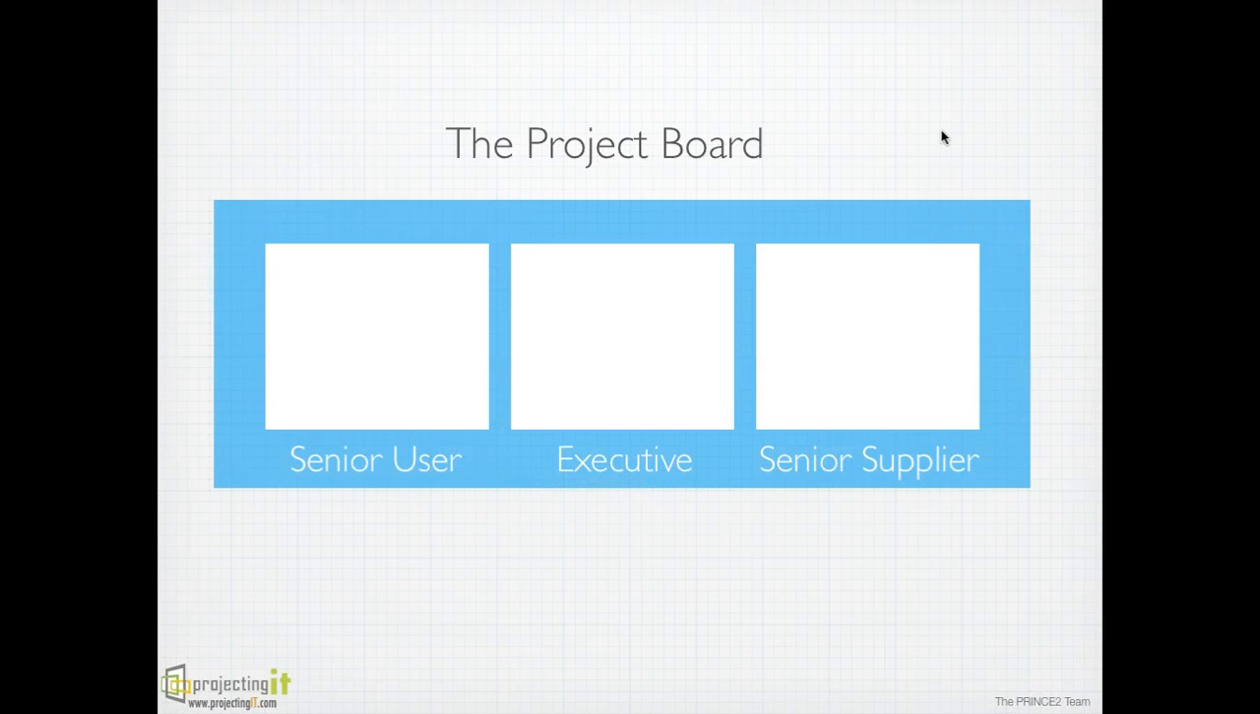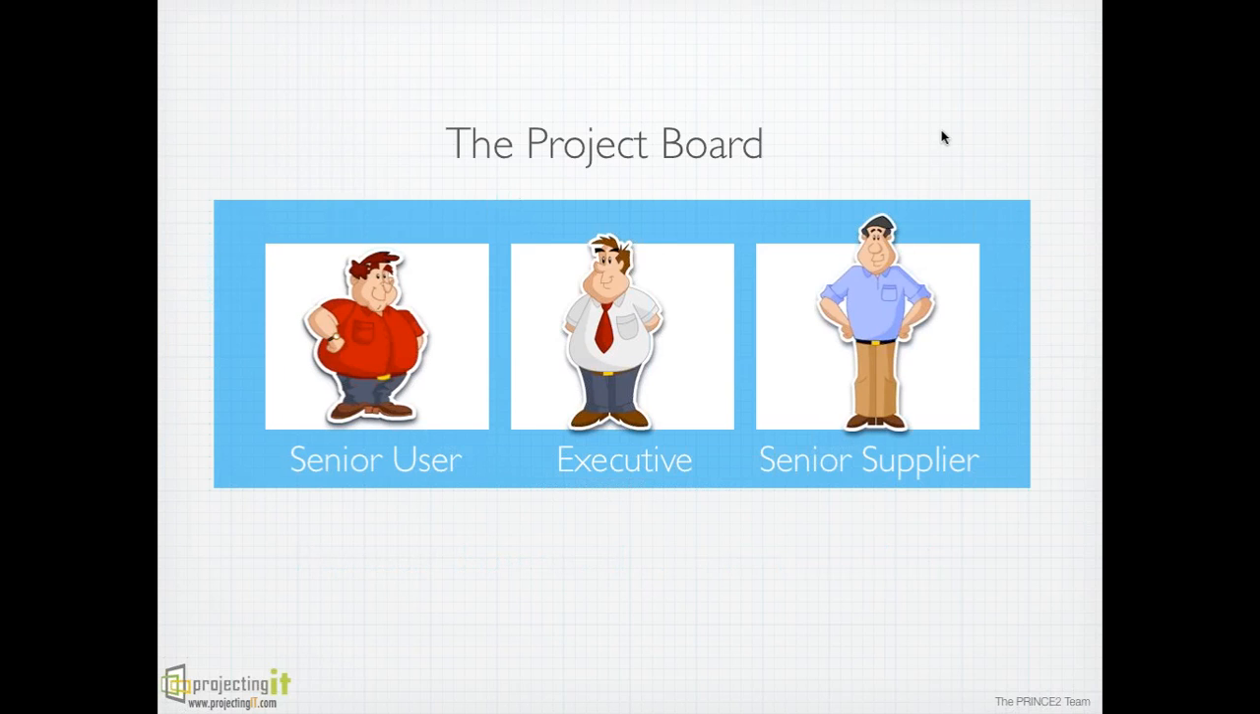And the job of executive is to ensure that project is funded. Executive pays for the project and ensures that the project remains value for money. We need to fill these three roles. The executive will always be one, but you can have one or more senior users and senior suppliers.